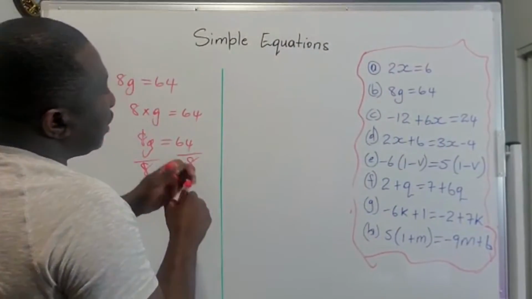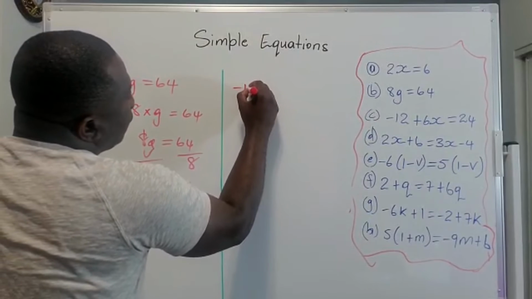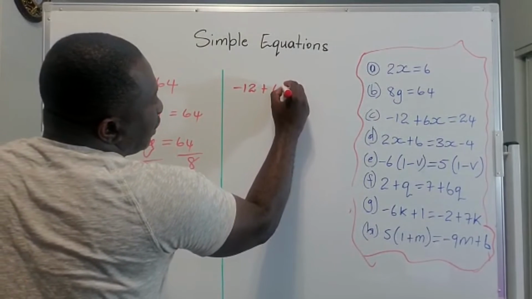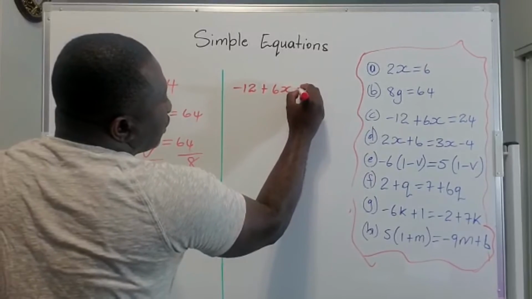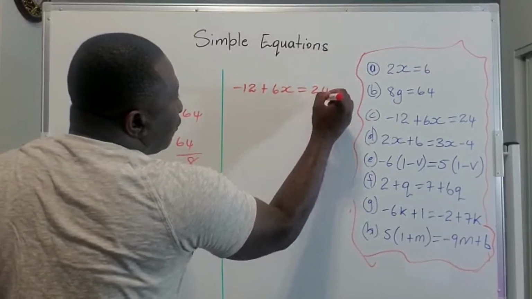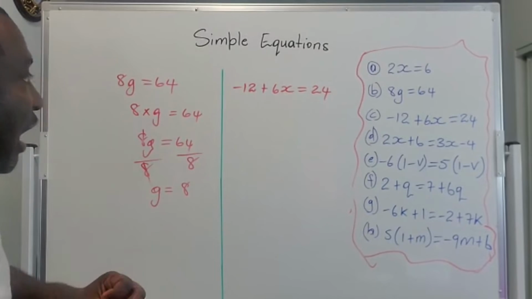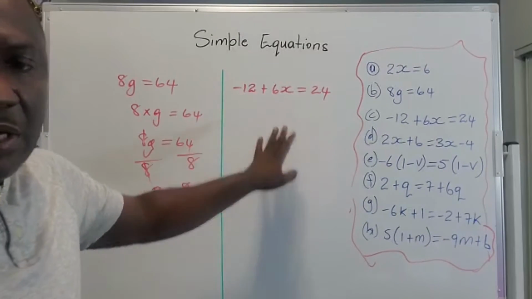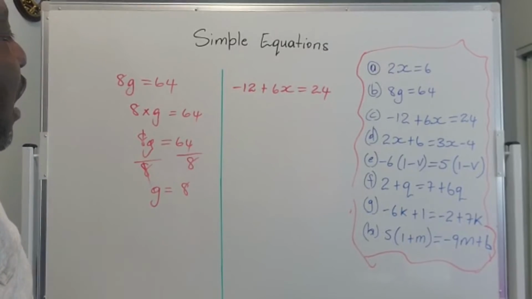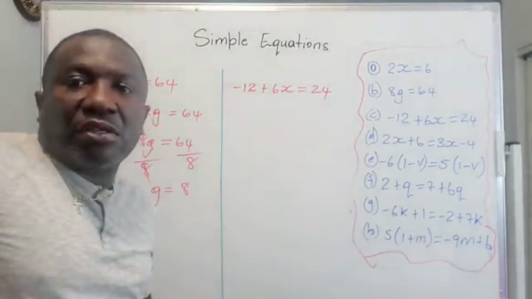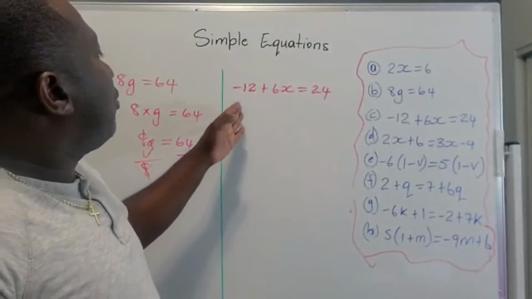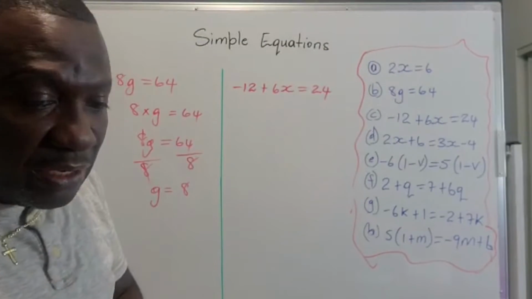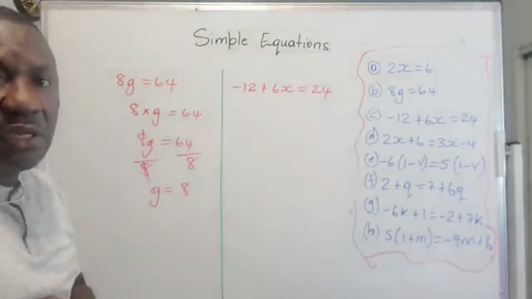which is negative 12 plus 6x is equal to 24. Now guys, I need the variable, I need 6x to be independent on the left side. And I know in short, teachers may say, you bring over the 12 on the other side and it becomes positive. That's a simple way of putting it.